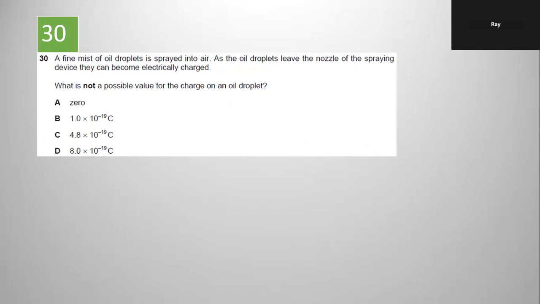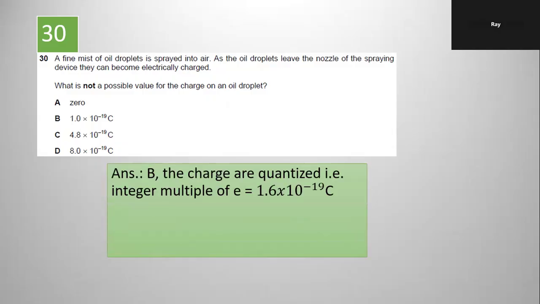What's the answer? Not possible. Zero, it can be zero, no charge. It must be a multiple of 1.6 times 10 to the power minus 19. Oh, B. Yeah, it cannot be B. The charge is quantized. It's an integral multiple of e. e is 1.6 times 10 to the power minus 19 coulomb.